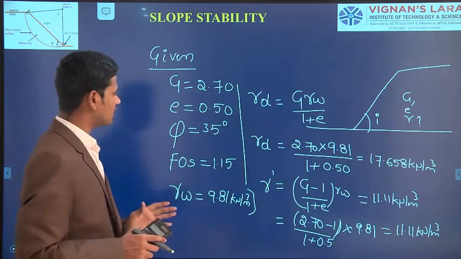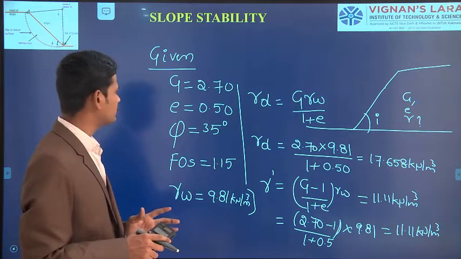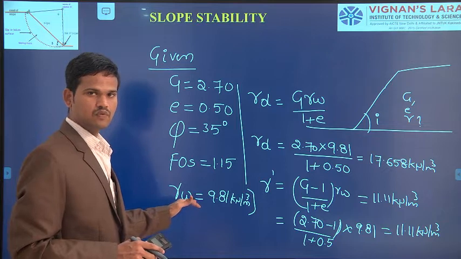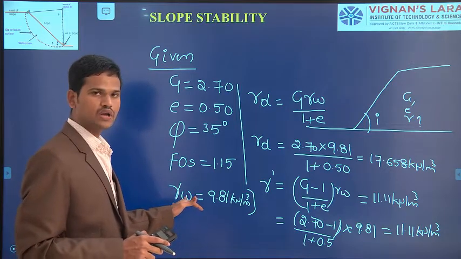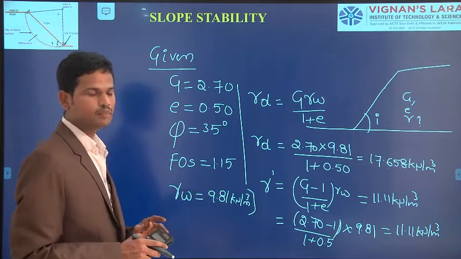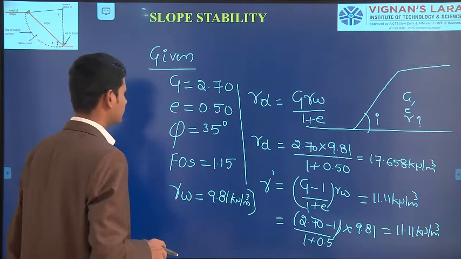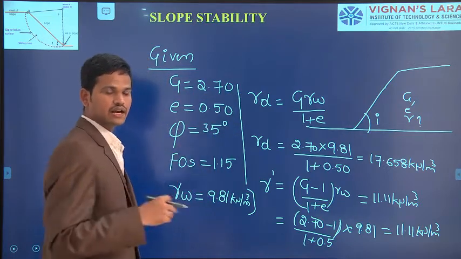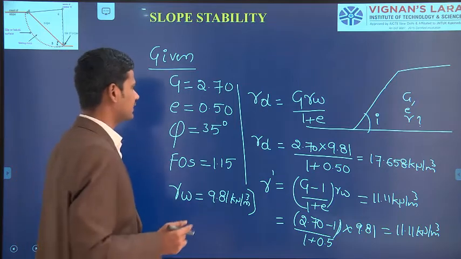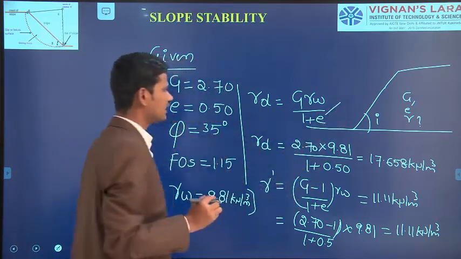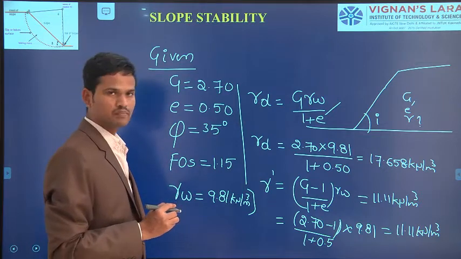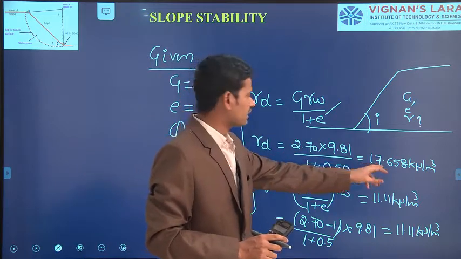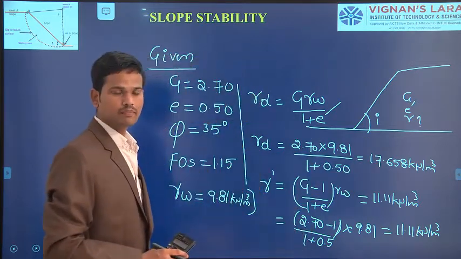These are the various parameters we have already written and discussed. When the unit weight of water is not given, you have to consider the unit weight of water as 9.81 kN per meter cube. Based on G, e and gamma w, we calculated the dry unit weight, submerged unit weight and saturated unit weight. The first one is the dry unit weight, gamma d equal to G gamma w by 1 plus e. By substituting all the parameters given in the problem, we got the dry unit weight of the soil as 17.658 kN per meter cube.